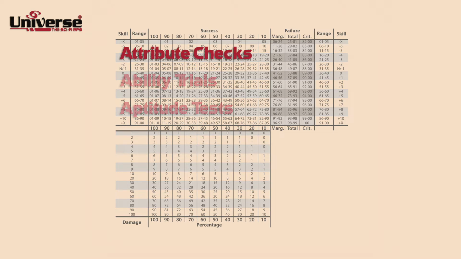Attribute checks. An attribute check is the easiest roll to make on the performance table. Attributes include strength, stamina, dexterity, reflexes, and so forth. When a character attempts a feat, the Overlord may call for an attribute check.